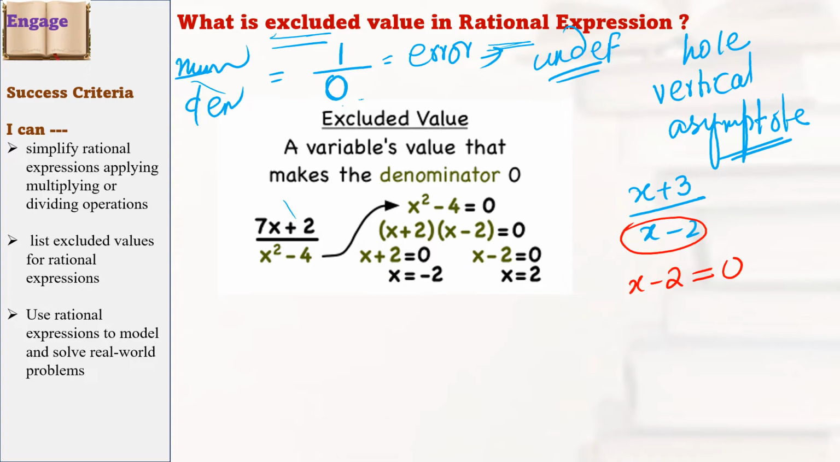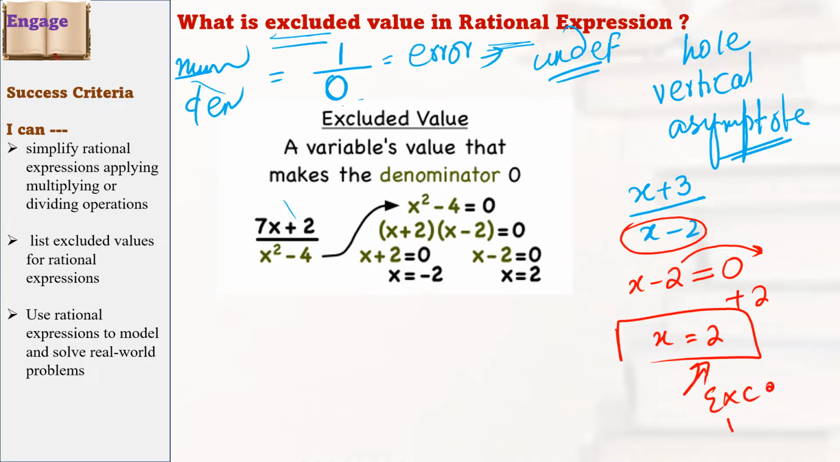Make it equal to 0 and solve for x. Bring the negative 2 to the other side. It gives you positive 2, so x equals positive 2. So what is 2? It's the excluded value. Why? Write it in place of x, put the 2. So 2 plus 3 is 5 and 2 minus 2 gives you 0.